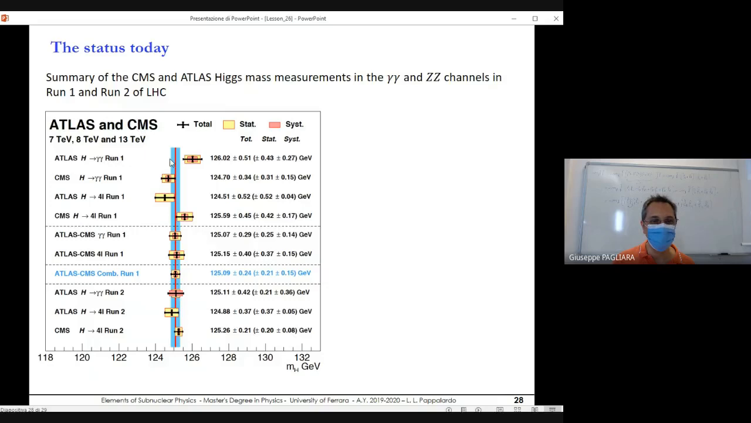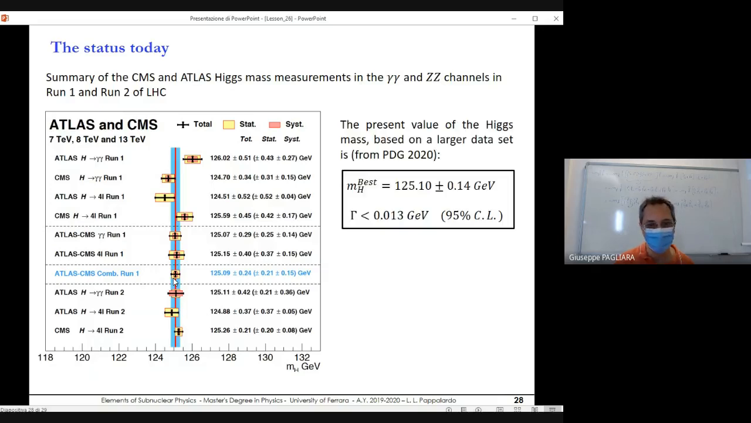Here you see the mass values of the Higgs for different measurements at the Large Hadron Collider. Separately from the 2 experiments, from the 2 different final states, photons and 4 leptons, and for run 1 and run 2, and also the combined measurement between ATLAS and CMS for the photons and for the 4 leptons, and all together here. The width of this blue band is the global result of ATLAS and CMS combining the 2 final state decays for run 1 of the Large Hadron Collider.